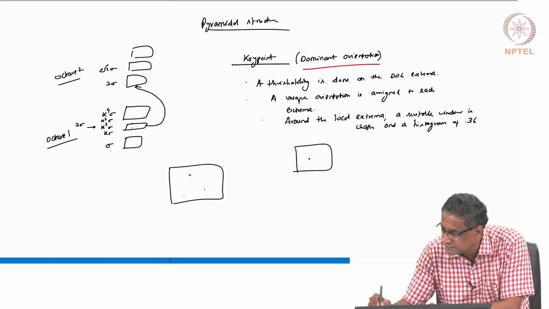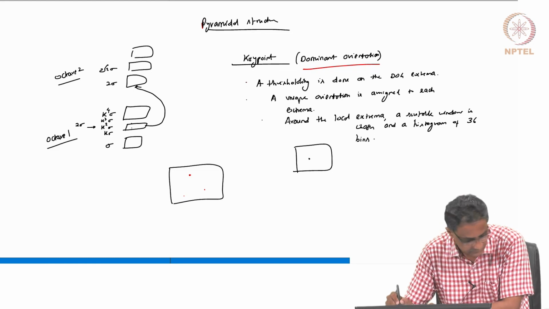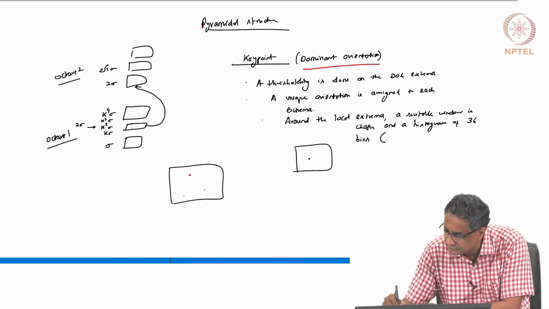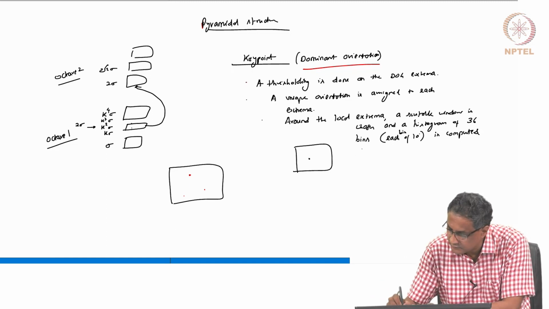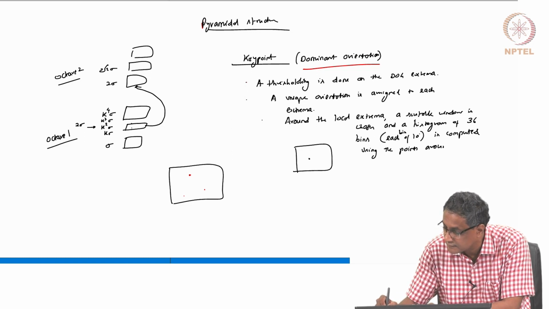Of 36 bins, each bin of 10 degrees is computed using the points around the extrema. What does this mean? I will first write this, then I will tell you what it means. Of course, it's fairly self-explanatory, but anyway.